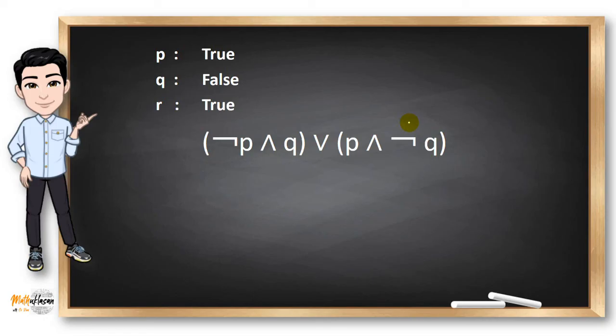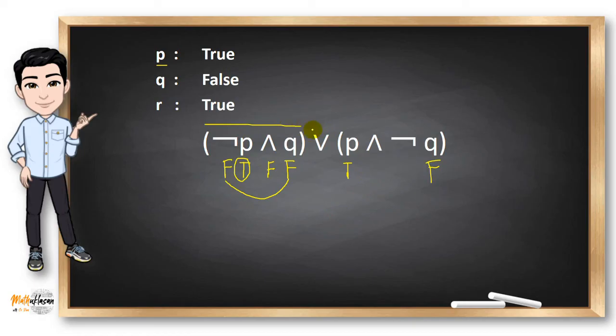Now that we know the values, we can start finding the truth value of this compound proposition. Here, P is true, so I'm going to write true here. Q is false, so write F here. P is true, and again, Q is false here. We start with this group. So we need to negate P first, and the negation of true is false. Now, after the negation, we need to proceed with conjunction. Now, F and F here will give us the answer false.